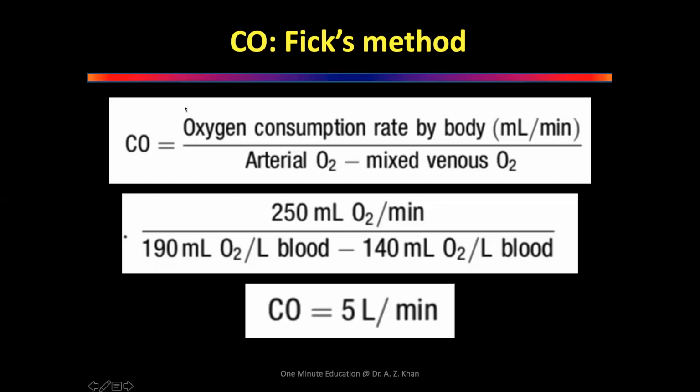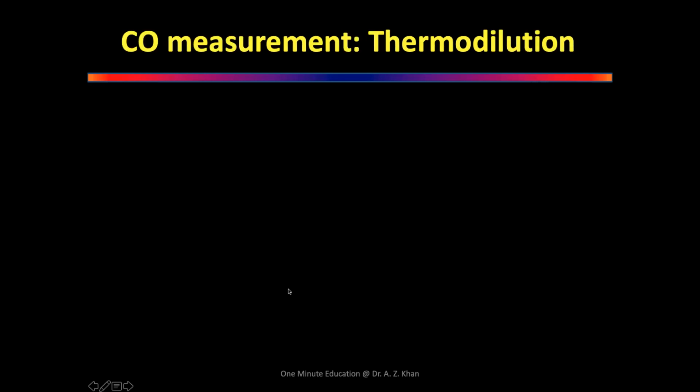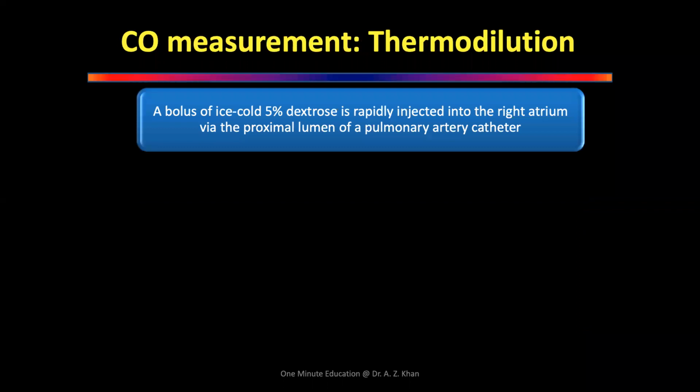The Fick method uses this combination. So it looks at oxygen consumption by the body divided by arterial oxygenation minus mixed venous oxygenation. And then it calculates the whole thing. This is a calculator. You don't have to calculate. The computer will calculate it for you. The important thing in a Swan Ganz is the thermodilution technique. This is what I wanted to show you.